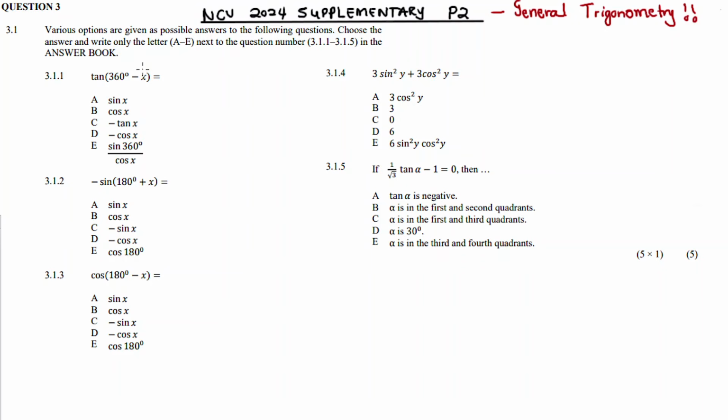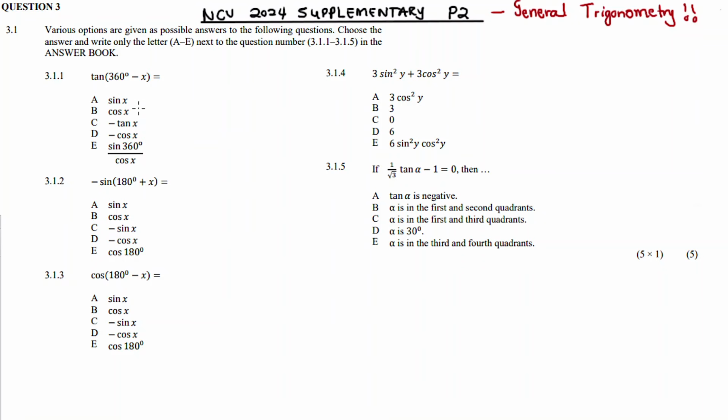Here we are given various options for each question. For 3.1, we have various options that are given as possible answers to the following questions. Choose the answer and write only the letter A to E. So you have to choose between all the given letters next to the question number in the answer book. Let's start with 3.1.1.